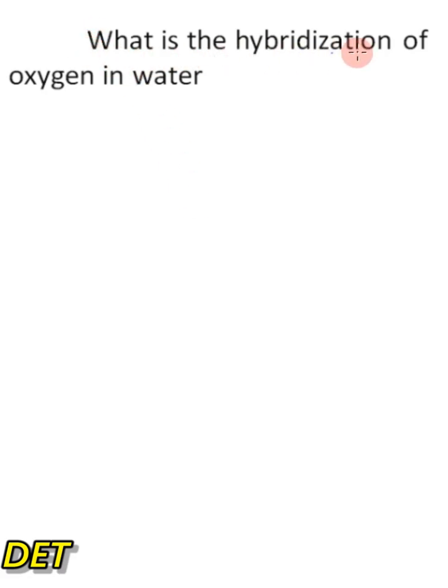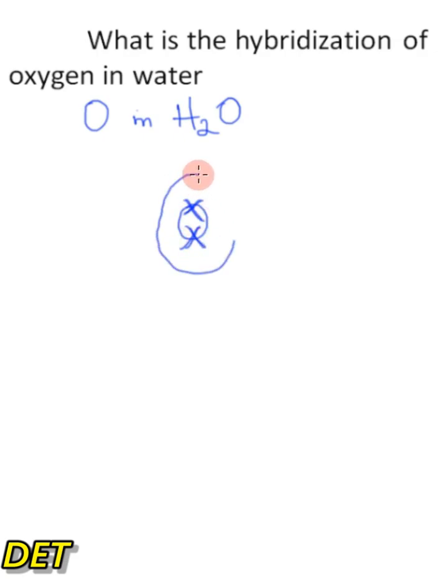Let's look at the hybridization of oxygen in water. So here we're looking at the hybridization of oxygen in what? In water, which is H2O. So first of all, I will have to draw the structure of the oxygen, right? So this is oxygen having 8 electrons. It is the number 8 element in the periodic table, and so it will have 8 electrons, right? So this is 1, 2, 3, 4, 5, 6, 7, 8.